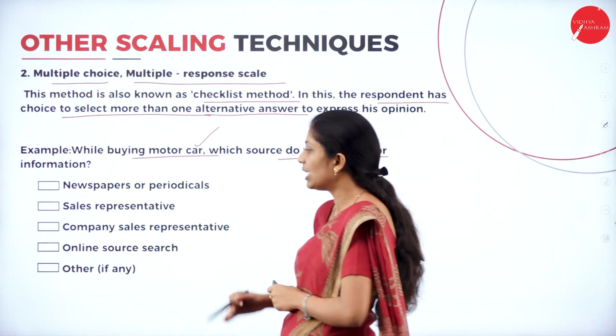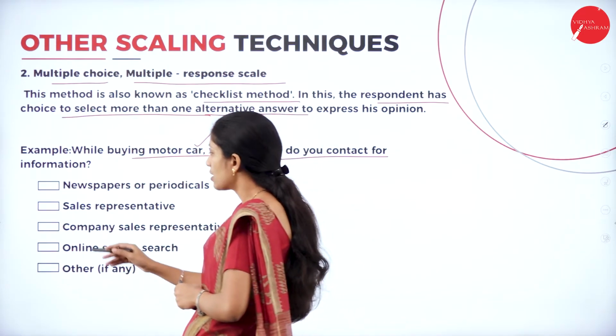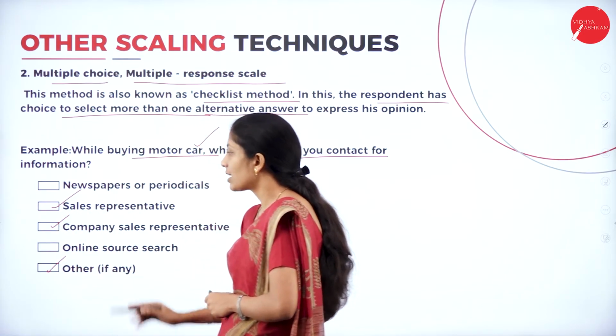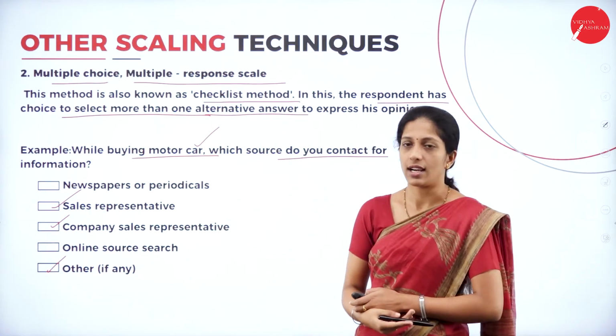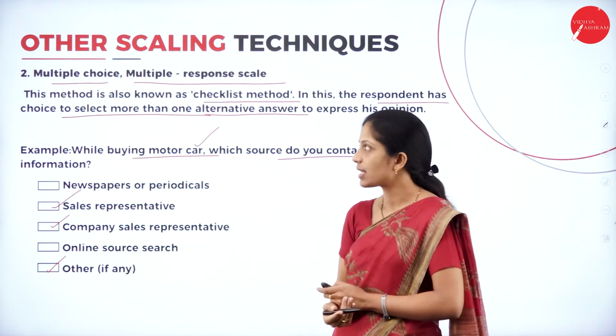Now see, while buying a motor car, which source do you refer to for information? They have given the options, so you can give more than one answer here. Suppose company sales or sales representative or others, like that you can answer here. So they are termed as what? Multiple choice or multiple response scale.